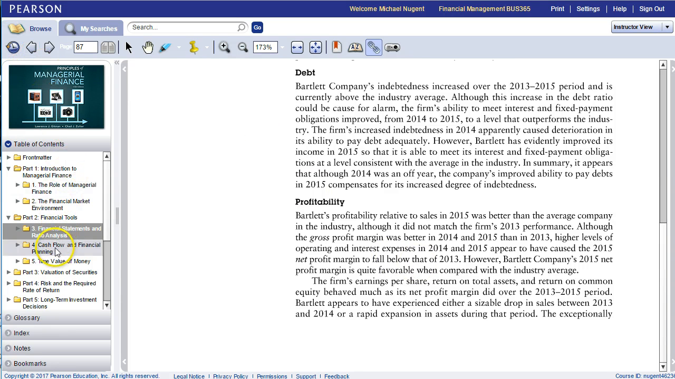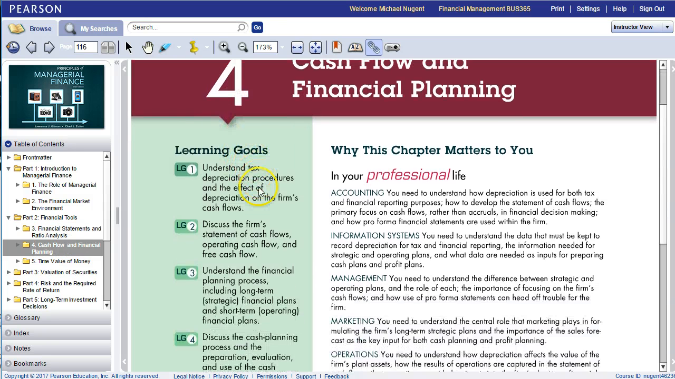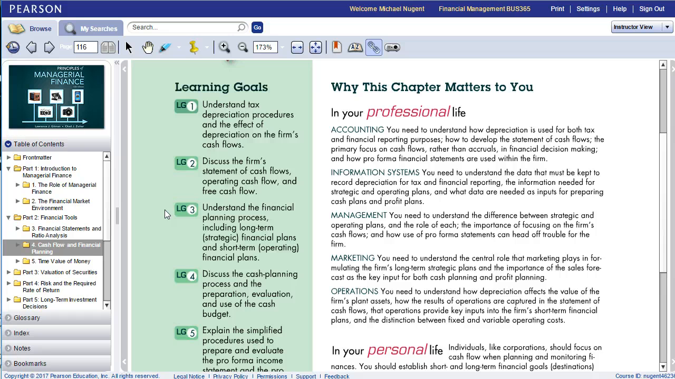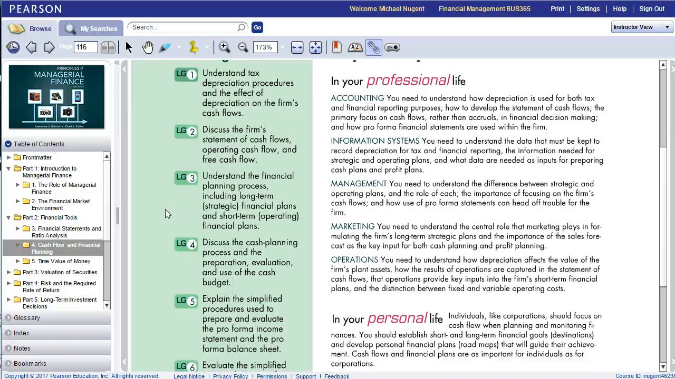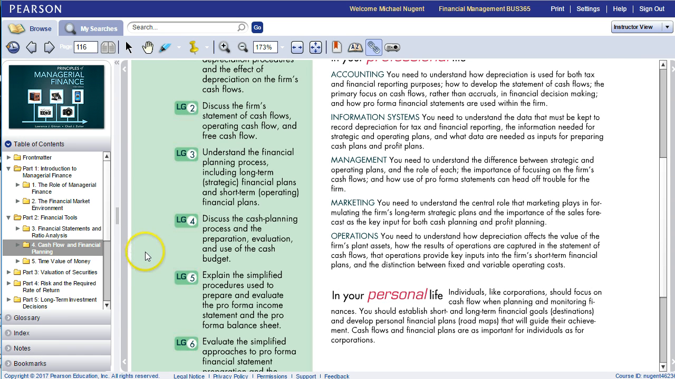Okay, so then we move into chapter 4, which is cash flow and financial planning. Here we get more in depth into the concept of depreciation and how depreciation affects the cash flows of a firm. And we discuss the firm's cash flow statements, specifically operating cash flow and free cash flow. We look at understanding the financial planning process, including long-term strategic financial planning and short-term financial planning. We discuss the cash planning process in preparation, evaluation, and use of the cash budget.